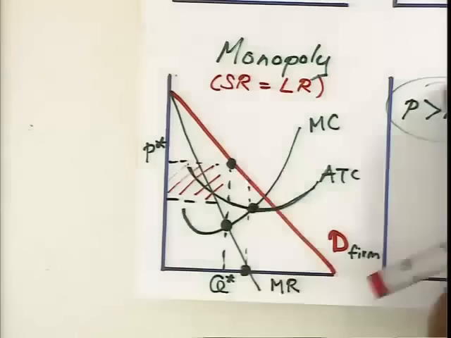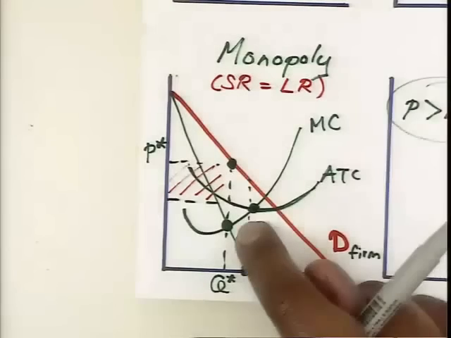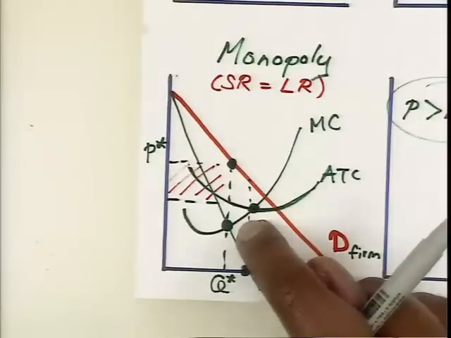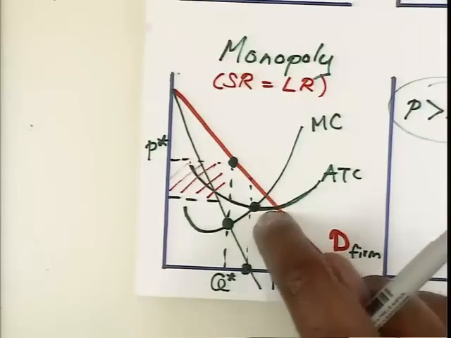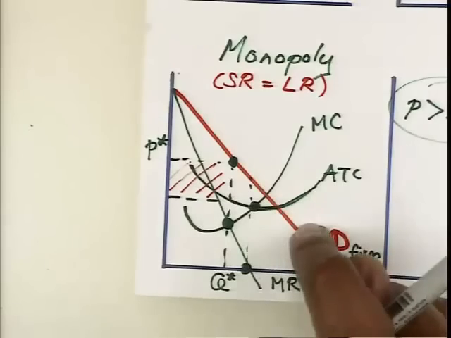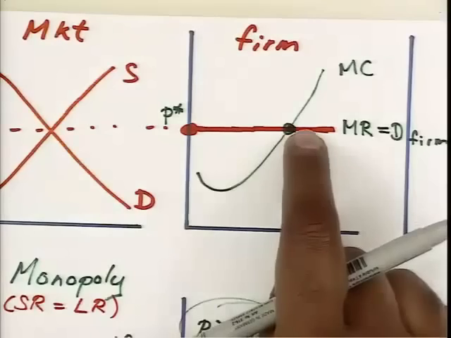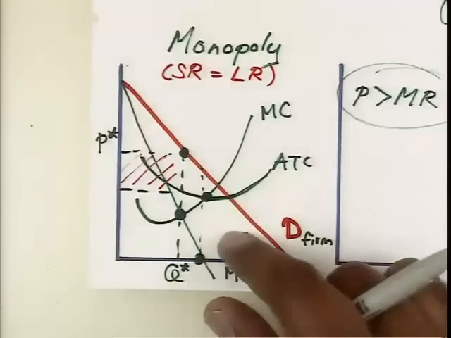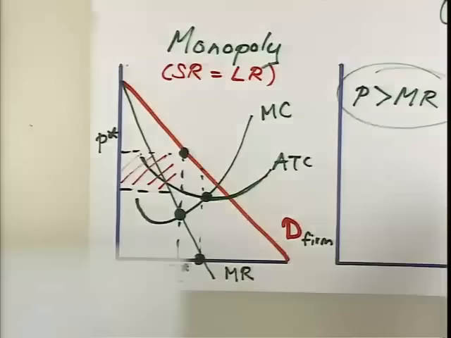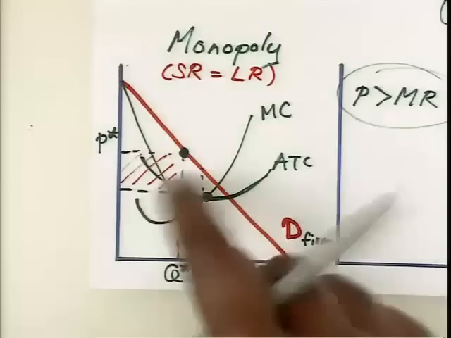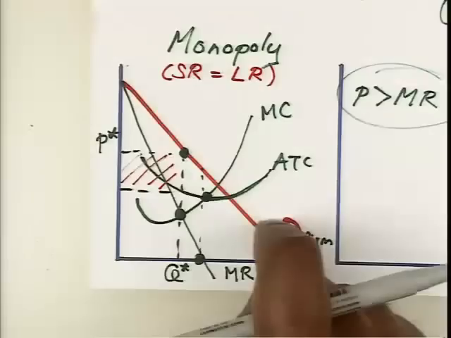Monopolistic competition looks similar graph-wise to monopoly in the short run, in that in monopolistic competition, your products are differentiated, so demand is not flat like in perfect competition. Demand is downward sloping like in a monopoly, but not as steep. But either way, the demand curve is downward sloping in monopolistic competition.